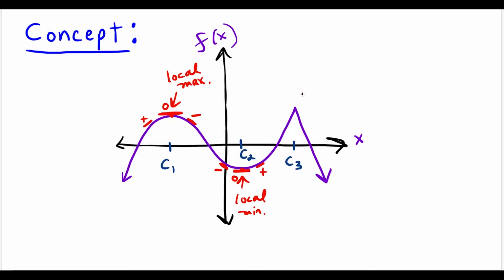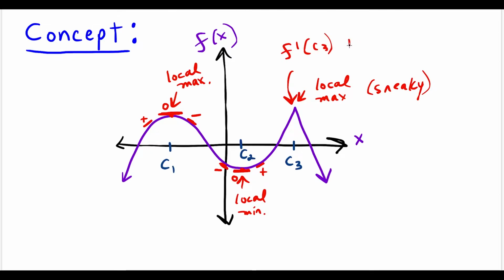Now, the last one worth mentioning here is we have another local maximum. But for this one, this is the sneaky kind. Okay, now why is it sneaky? Because for this critical point of f of x, this is where the derivative is undefined. So notice here I could say that f prime of c sub 3 is undefined. And the visual confirmation is that we have a sharp turn here.